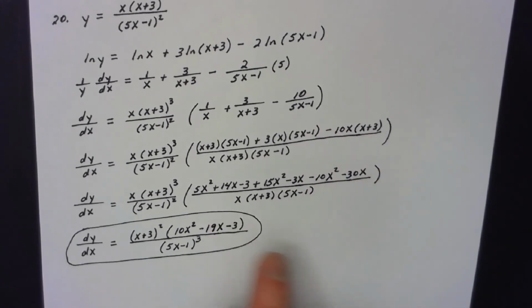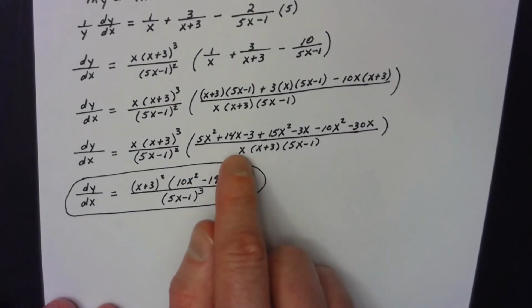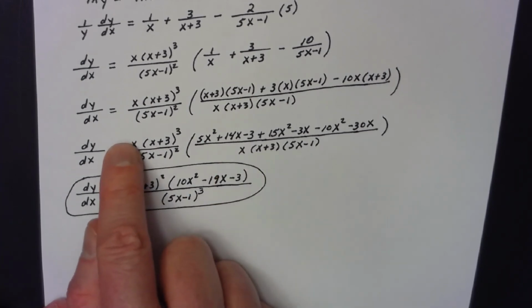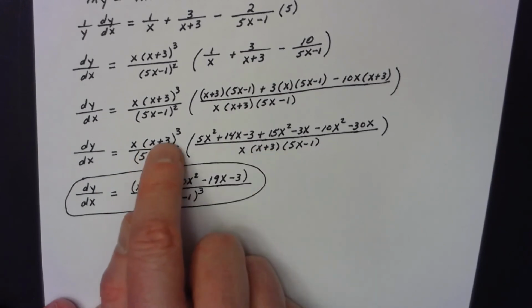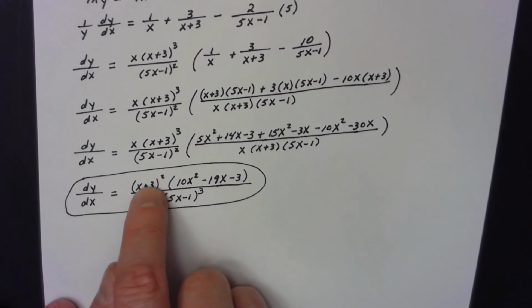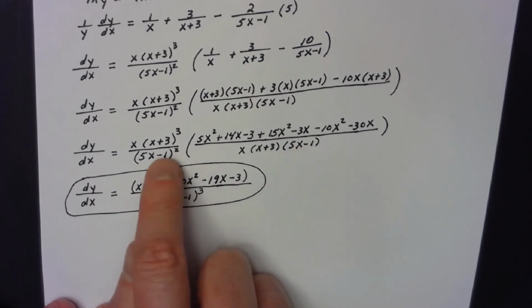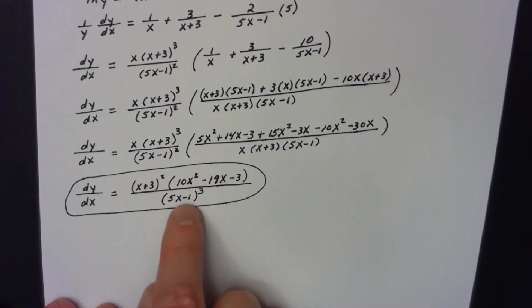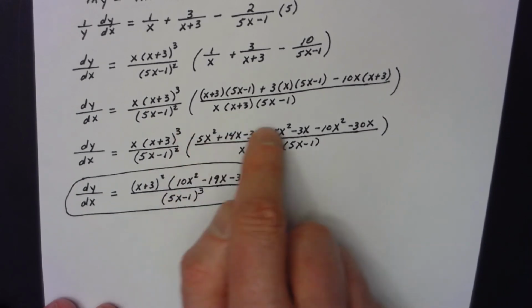From this step to the next, I put my final answer, and I knew I could do that because look what happens. This x and this x plus 3, this x cancels with the factor of x in the numerator. This x plus 3 cancels with one of the powers of x plus 3 in the numerator. That's why I have an x plus 3 squared in the numerator. The 5x minus 1 multiplies the 5x minus 1 squared to give me 5x minus 1 to the third power in the denominator. And then it's just a matter of simplifying this expression.